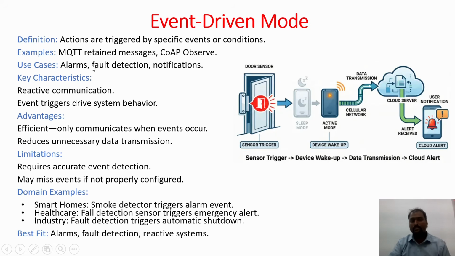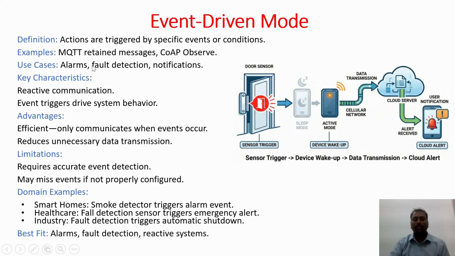The key characteristics include it is using reactive communication. Reactive communication means the communication is activated only when there is a trigger. The event trigger drives the system behavior. Advantages include it is very efficient and it reduces unnecessary data transmission. The limitations include it requires accurate event detection. The sensor should be precise and accurate so that the event driven mode will work perfectly. And it may miss events if it is not properly configured.